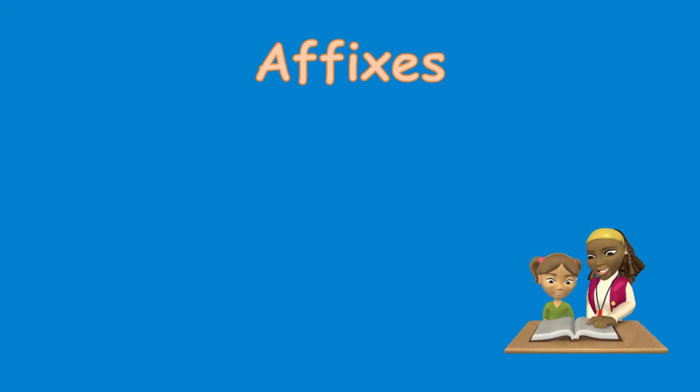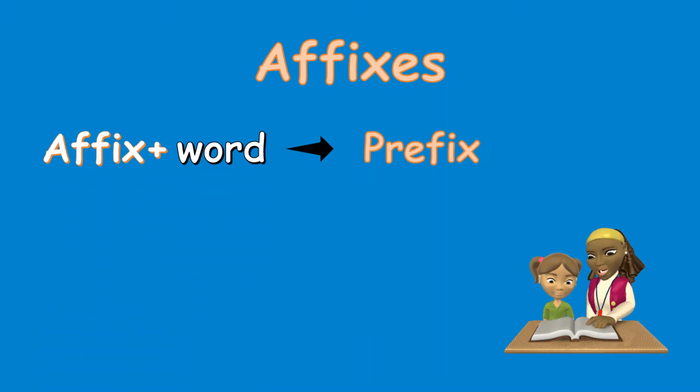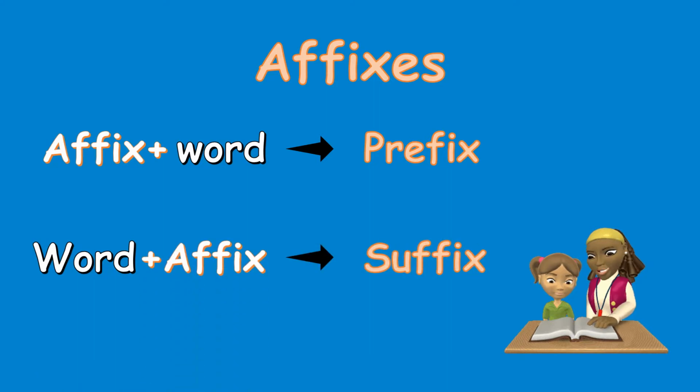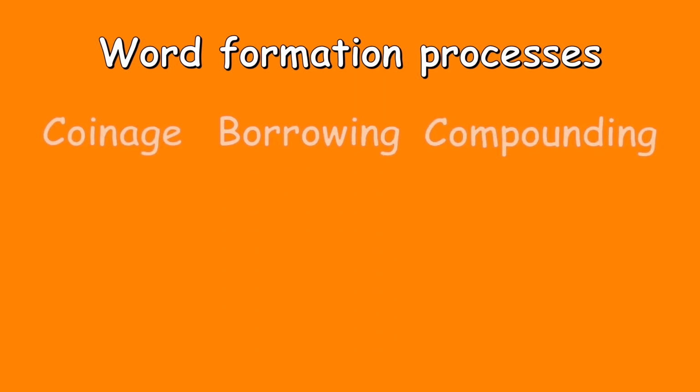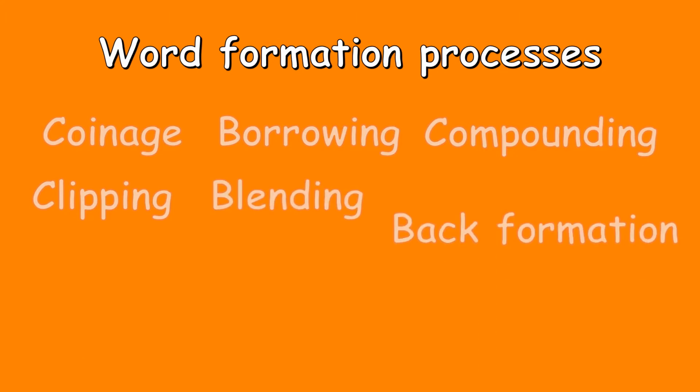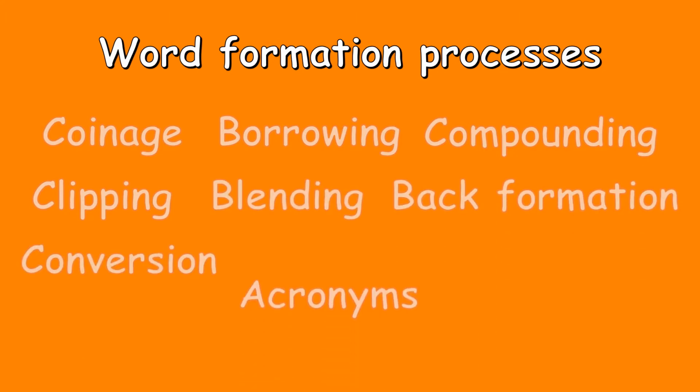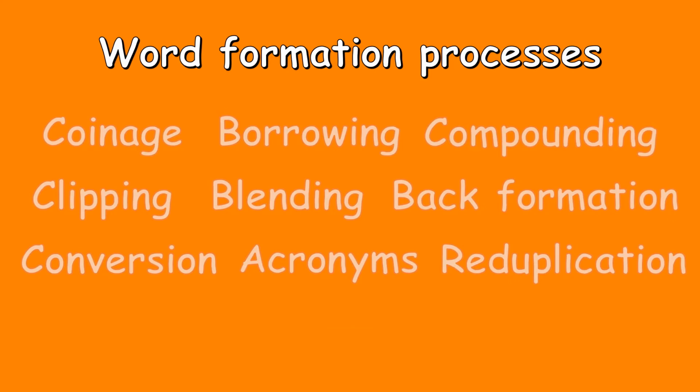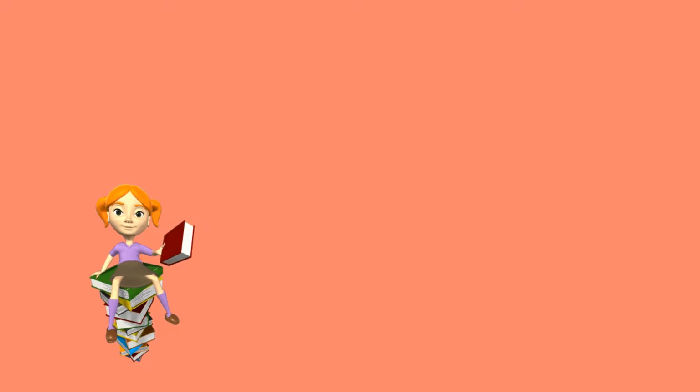An affix is added to the root of a word to change its meaning. If it is added to the front of a word, it's a prefix, but if it is added to the back, it's a suffix. Besides, there are different ways of creating new words. These are coinage, borrowing, compounding, clipping, blending, backformation, conversion, acronyms, reduplication, and derivation.